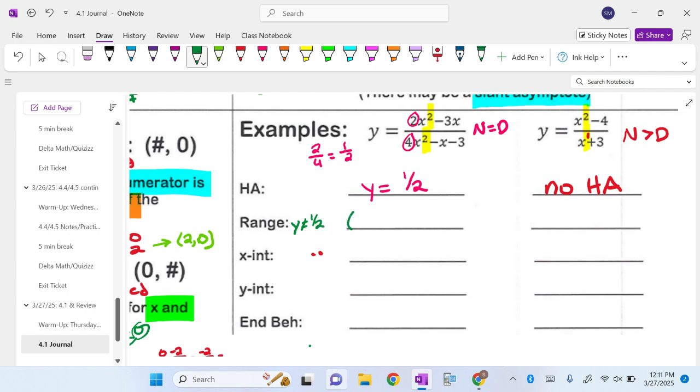So that means I start where? Where do you always start with any? What's your lowest y value? Negative infinity. Where do I stop? 1/2. Then it goes from where? Where's it pick up again at? 1/2 to where? Infinity. That's how we would write that range.